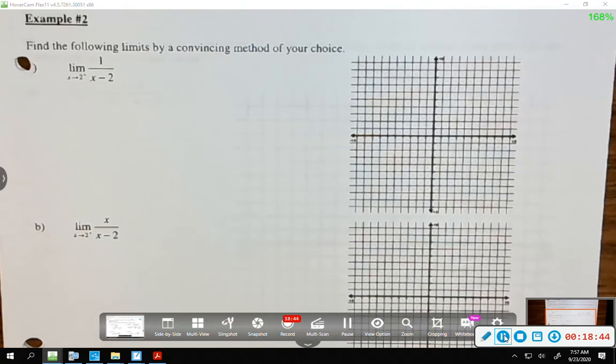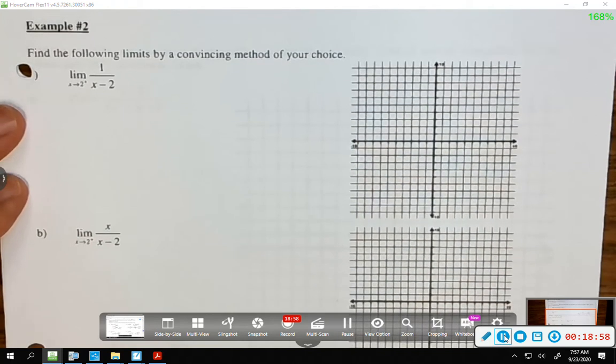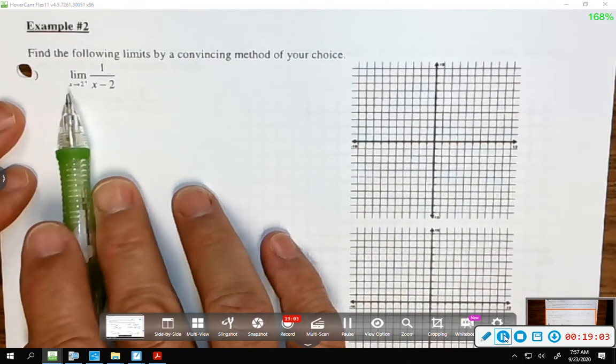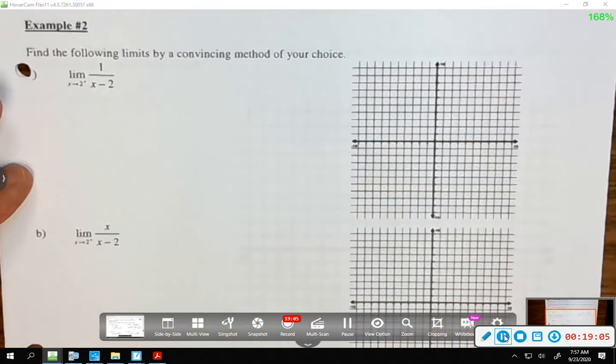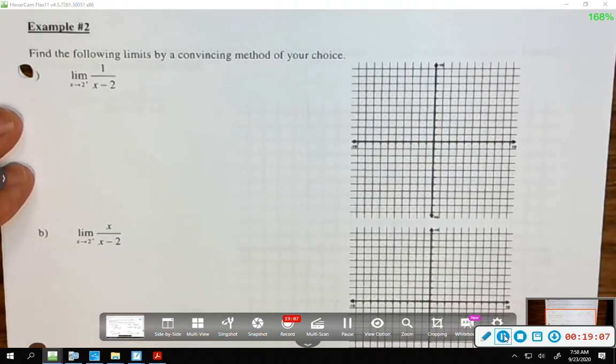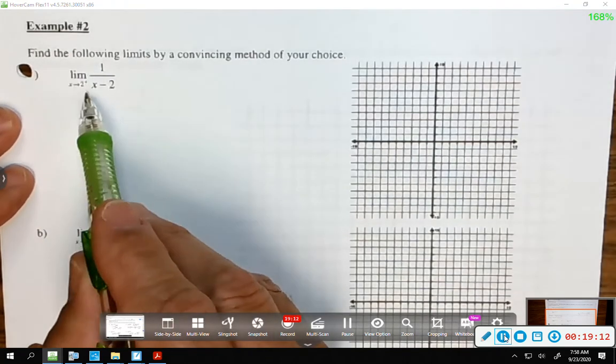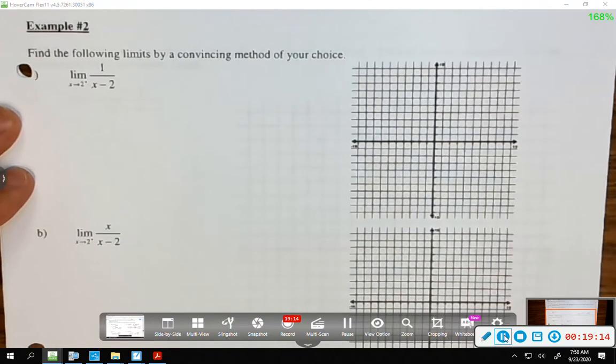The nice part about these problems is the directions on the worksheet are going to read, find the following limits by a convincing method of your choice. That's nice. So the convincing method of your choice can be just provide the answer. That's okay. I want to show you one of the methods is to simply sketch a quick graph. So the limit as x approaches 2 from the right, remember that's how we read this. The limit as x approaches 2 from the right of 1 over x minus 2.